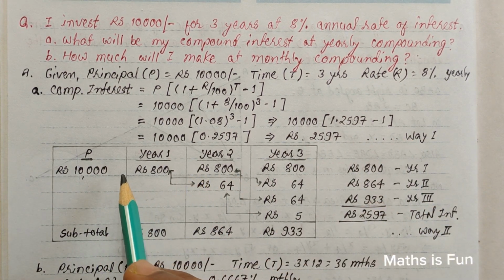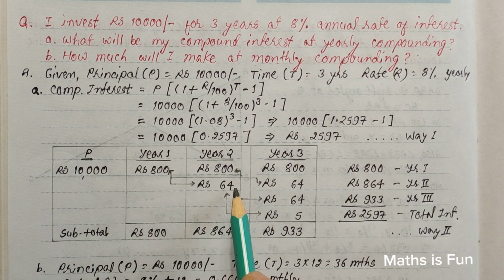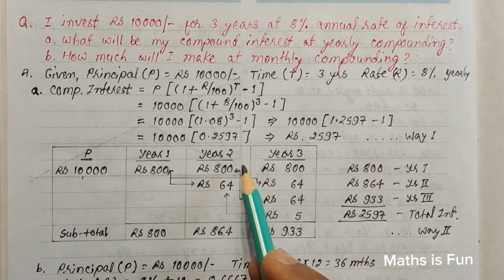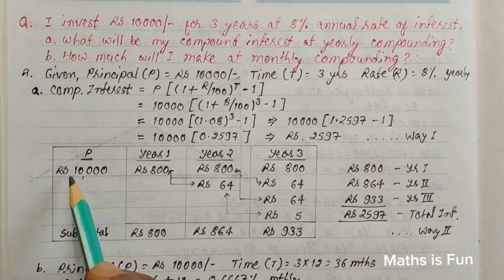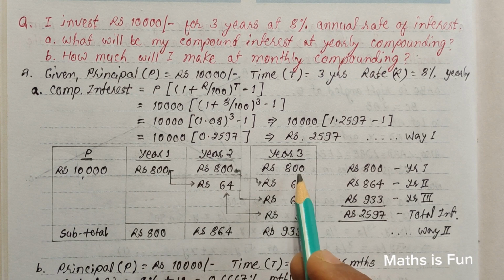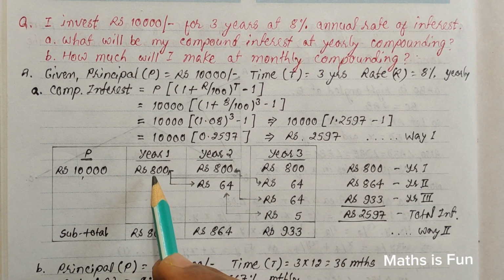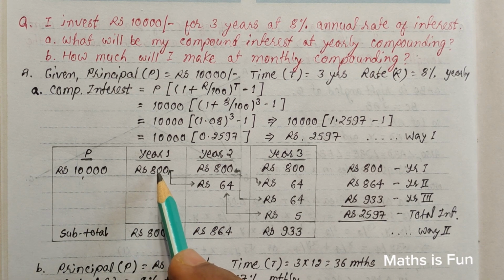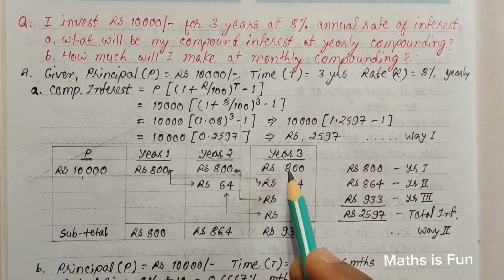Then we are going to use the table method. So in this table method, you can see that I have 3 columns for year 1, year 2 and year 3. Then this is rupees 10,000 as principal. So in all the 3 years, rupees 800 is earned as interest at 8%. So 8% of 10,000 is 800, rupees 800, and in the third year also rupees 800.